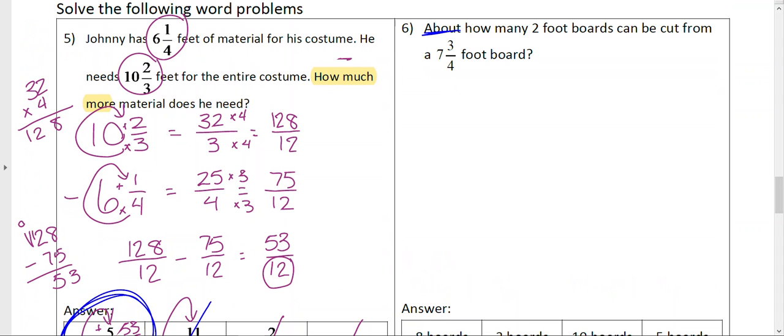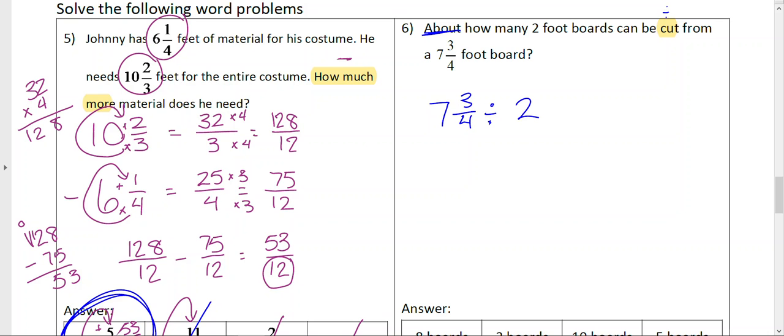So it says about how many 2-foot boards can be cut from 7 3/4. So I'm going to cut my boards. And when I look at the operation, where it says cut, that tells me it's going to be a division problem. You need to think to yourself, okay, how much am I starting with? How long is the whole original board? Is it 2 feet or is it 7 3/4? It's 7 3/4 that you're starting with, and then I'm cutting it into pieces that are 2.